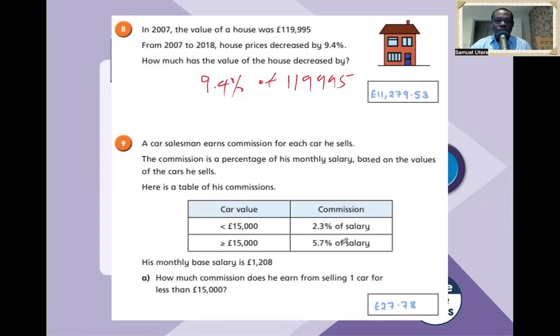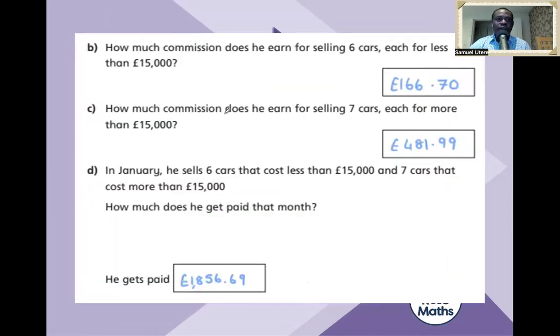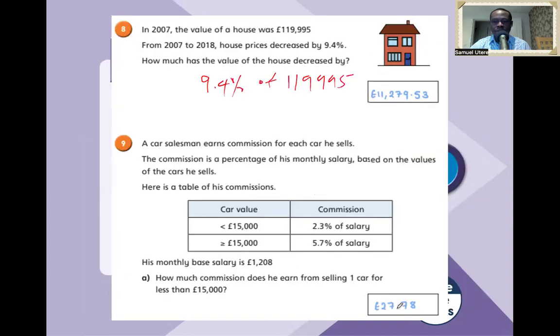Now, how much commission does he earn from selling one car for less than £15,000? Okay. So you just do 2.3% of £1,208, and that will give you that amount. And here are the others. Question B, how much commission does he earn for selling 6 cars each for less than £15,000? So again, 6 cars for less than that. So you're going to have to multiply this amount by 6.